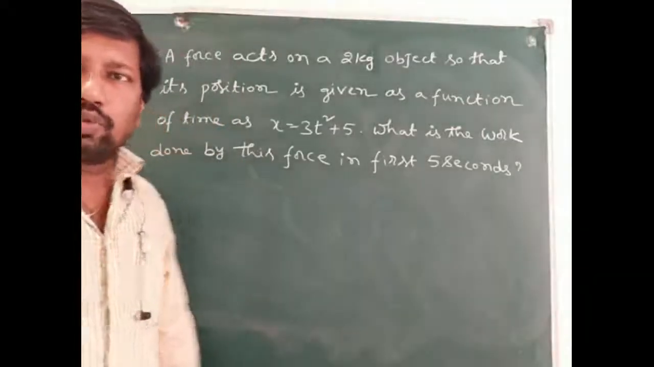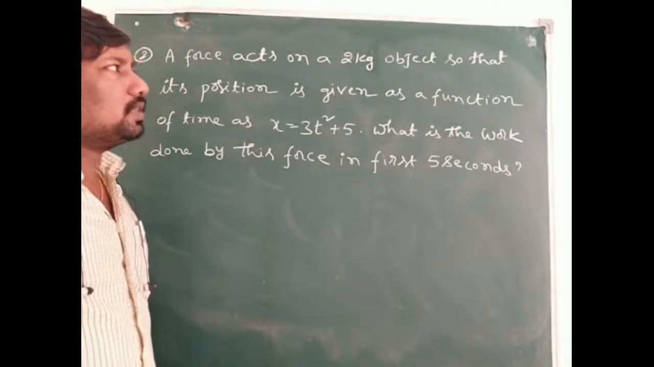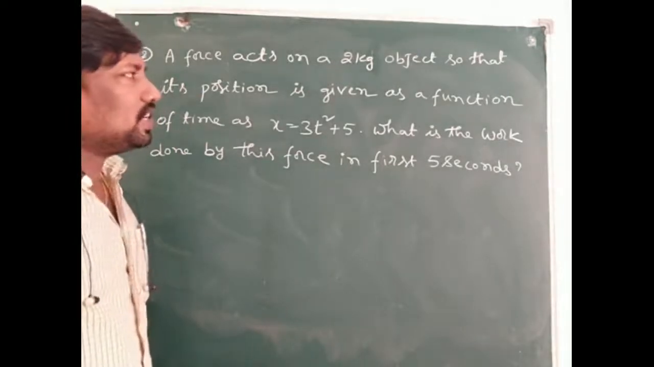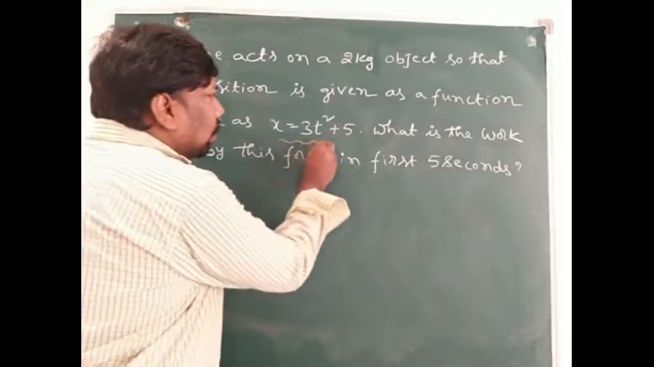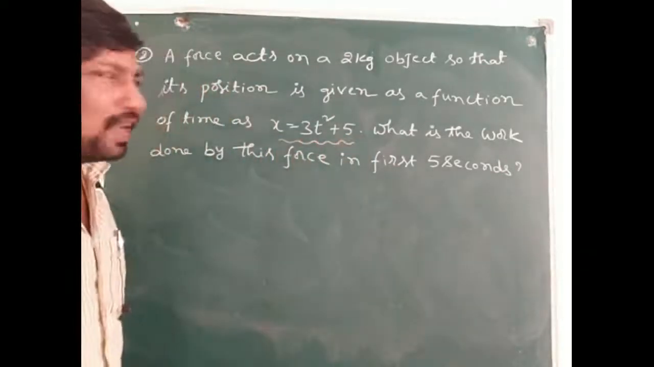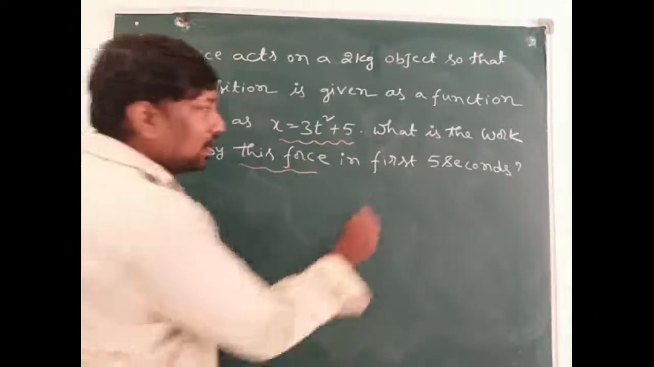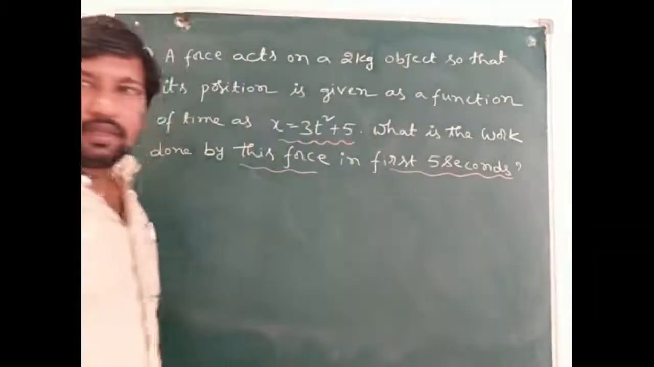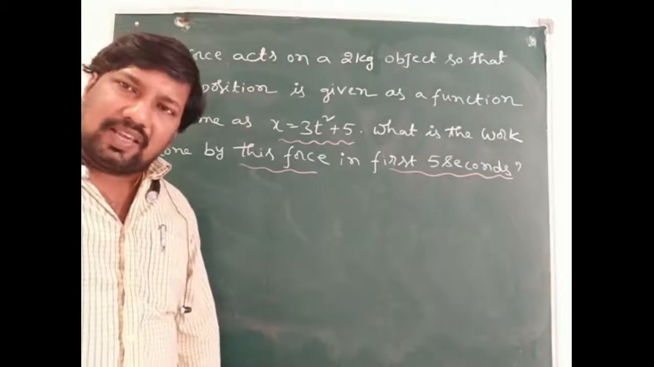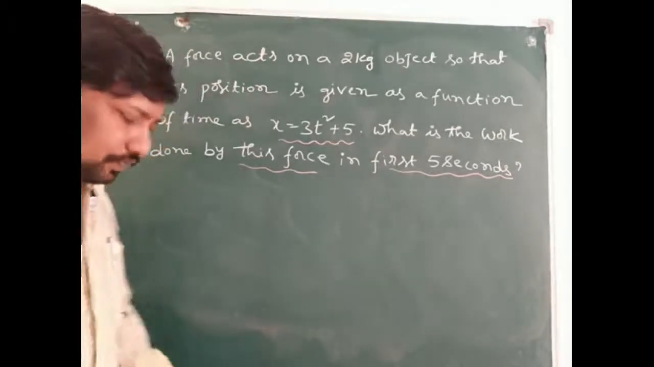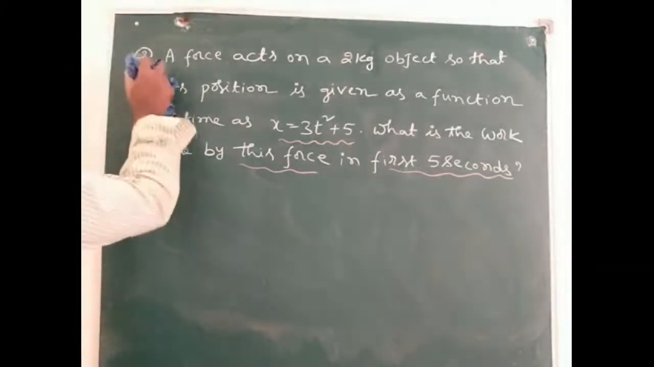Now problem number 2. A force acts on a 2 kg object so that its position is given as a function of time, x equal to 3t square plus 5. What is the work done by this force in the first 5 seconds? So this is the problem. This problem was asked in JEE NEET 2019. So we can solve this problem.